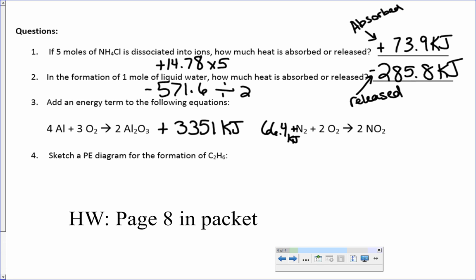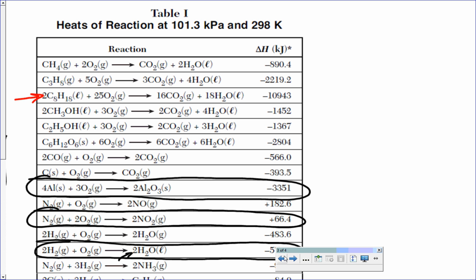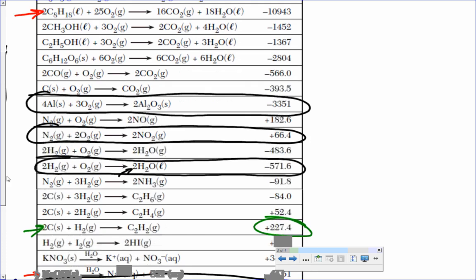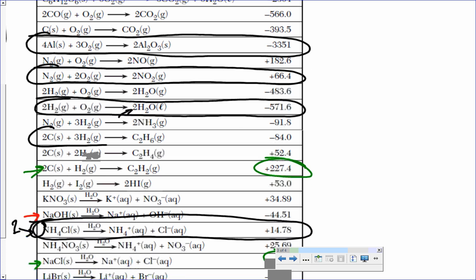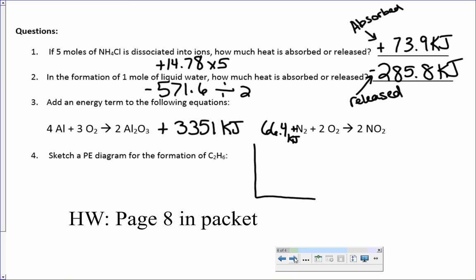Last thing you should be able to do is roughly sketch a potential energy diagram showing whether or not a reaction is exo or endothermic. In the formation of ethane, C2H6, our delta H value for this is negative 84. So this is telling us this is an exothermic reaction. We don't need to show numbers, just the fact that this is going to end lower than it started.